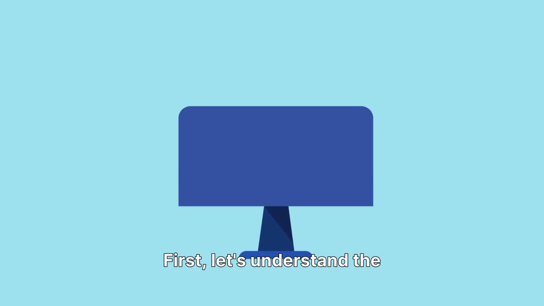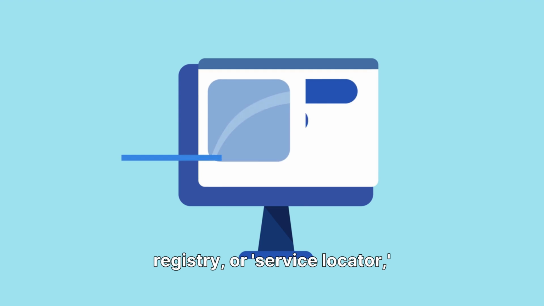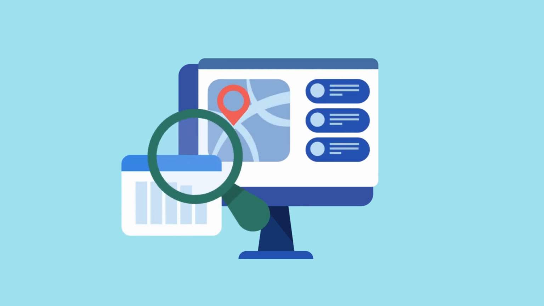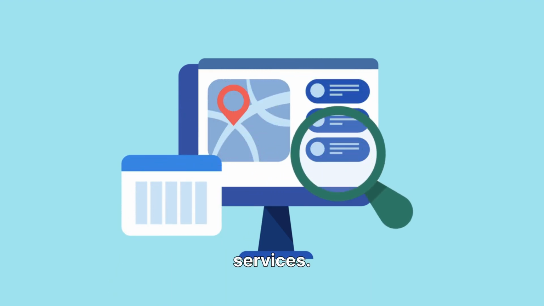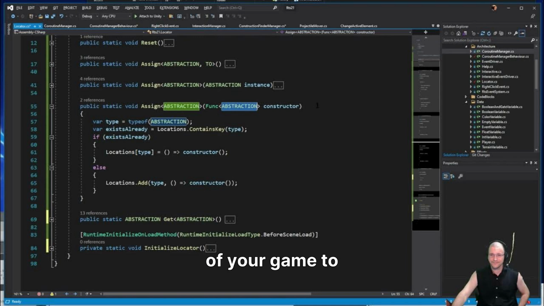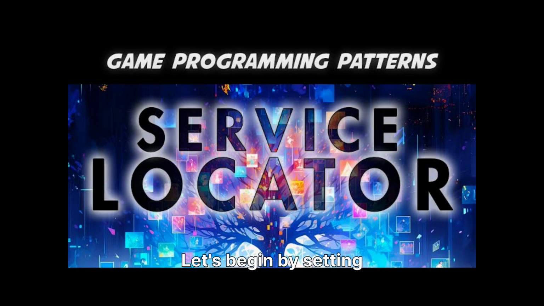First, let's understand the core concept. A central registry, or service locator, stores references to various services. This allows any part of your game to request a service by its type, receiving the correct instance without direct coupling. Let's begin by setting up our project in Unity 3D.